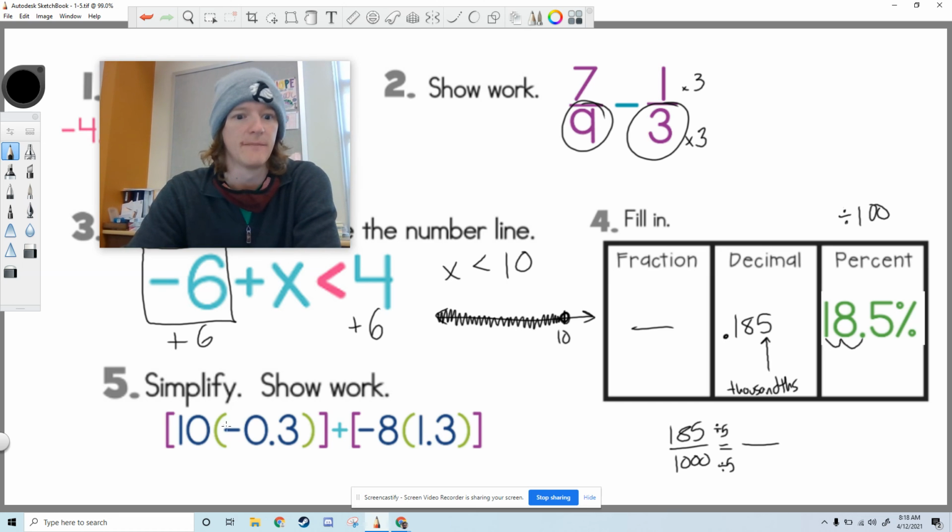For number 5, we have 2 sets of brackets, in other words, parentheses. So we're going to do 10 times negative 0.3, and we're going to do negative 8 times 1.3. Once you get those, add those together.